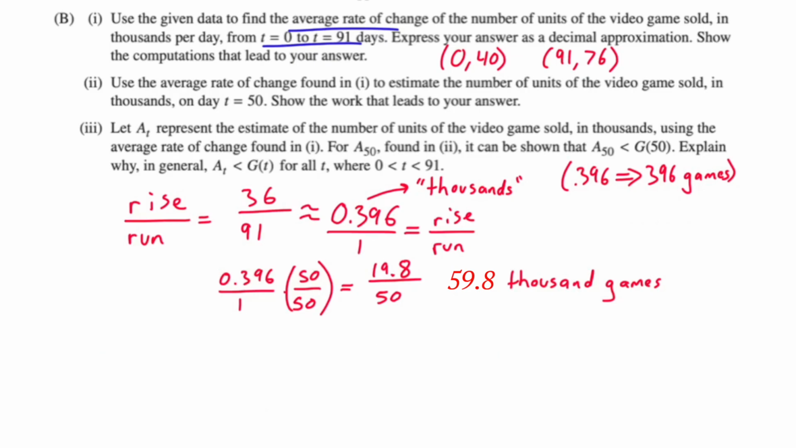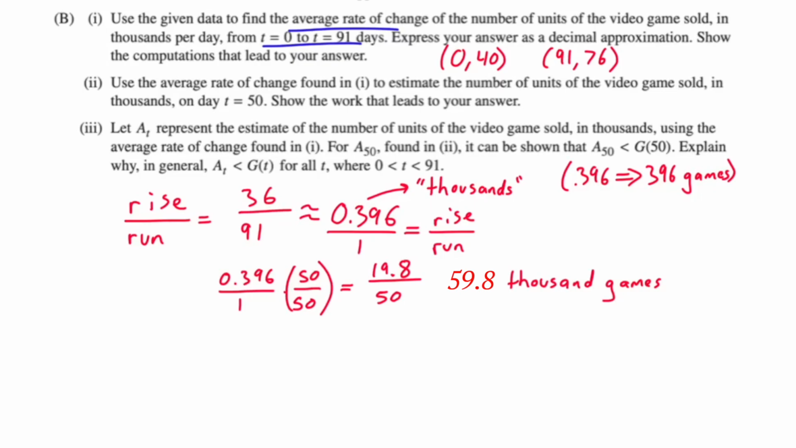Part 3 says, let A sub t represent the estimate of the number of units of the video game sold in thousands using the average rate of change found in part 1. For A sub 50, found in part 2, it can be shown that A sub 50 is less than G sub 50. Explain why, in general, A sub t is less than G of t for all t, where 0 is less than t is less than 91.